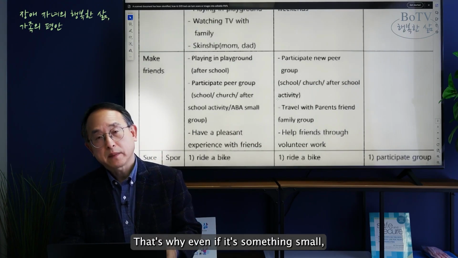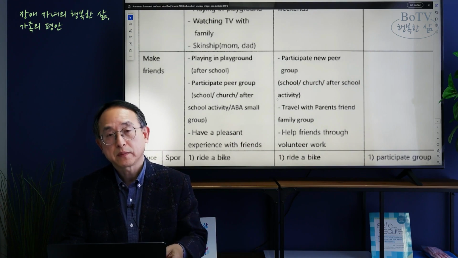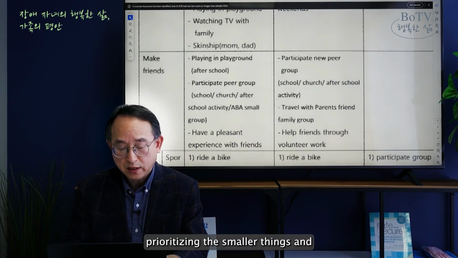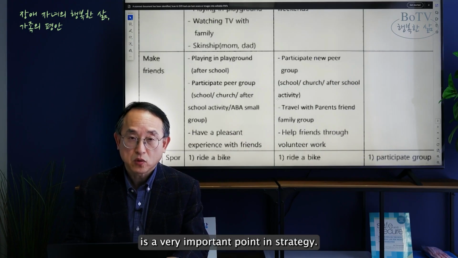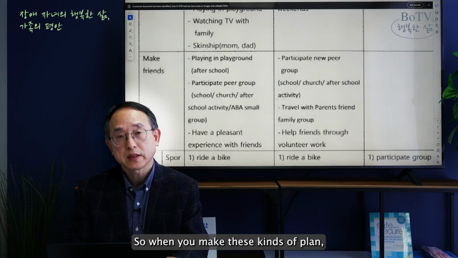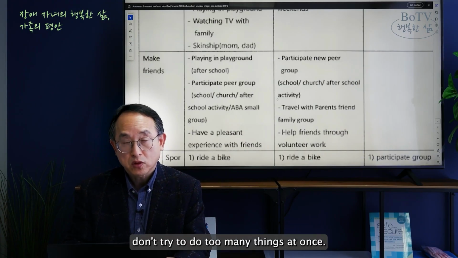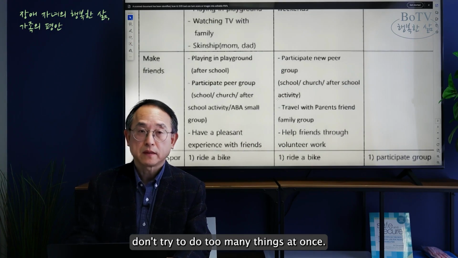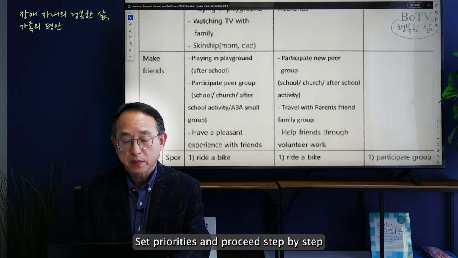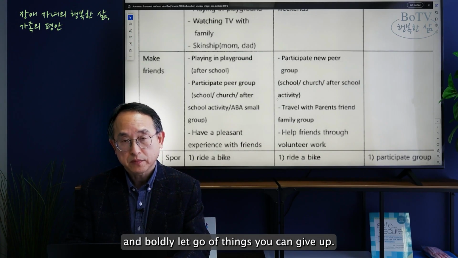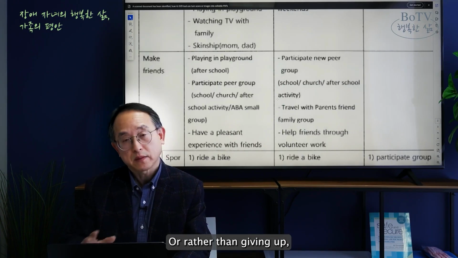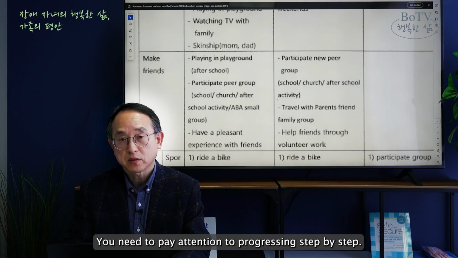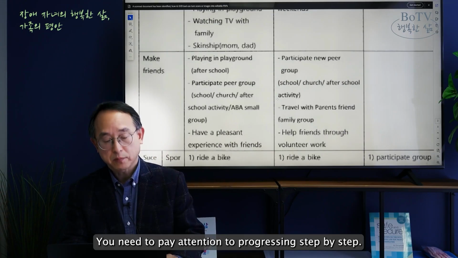That's why, even if it's something small, prioritizing the smaller things and steadily putting them into practice and achieving them is a very important point in strategy. So when you make these kinds of plans, don't try to do too many things at once. Set priorities and proceed step by step and boldly. Let go of things you can give up, or rather than giving up, just postpone them for later. You need to pay attention to progressing step by step.